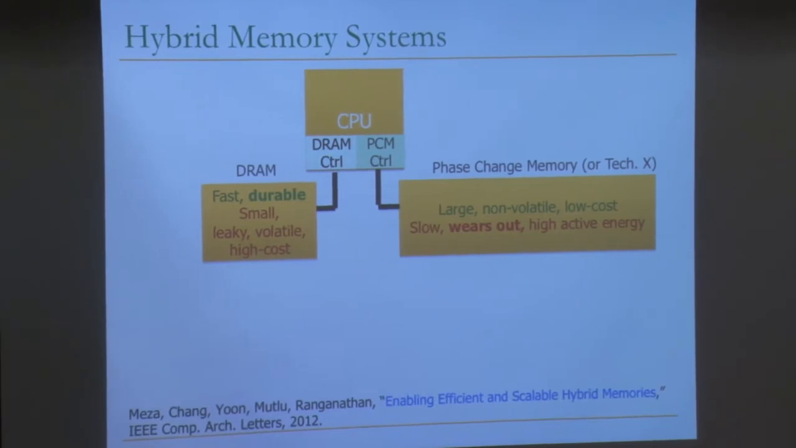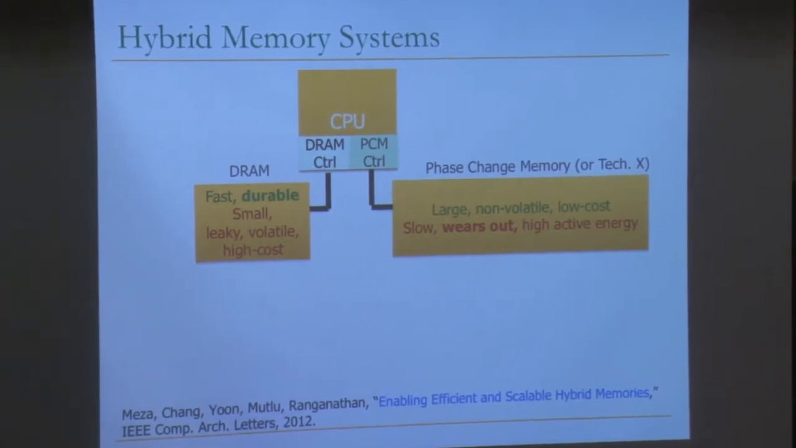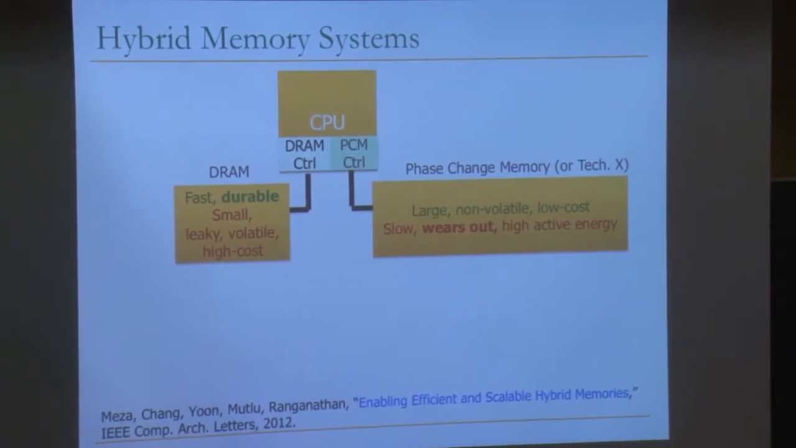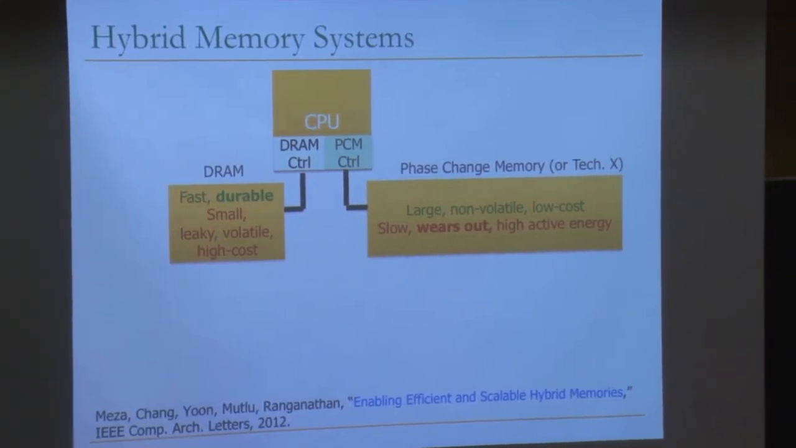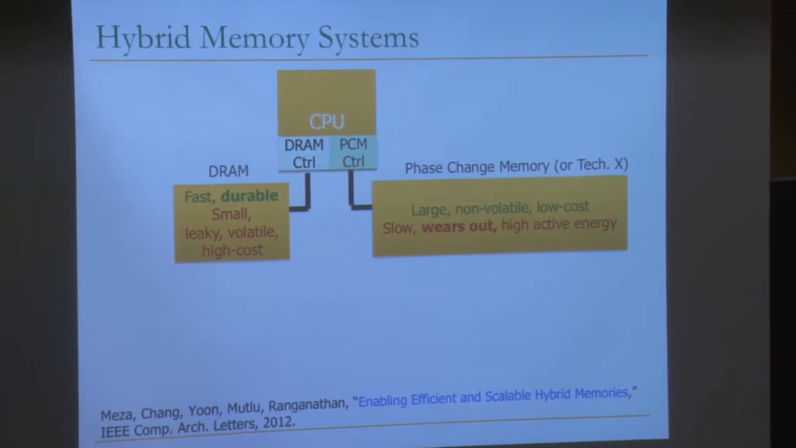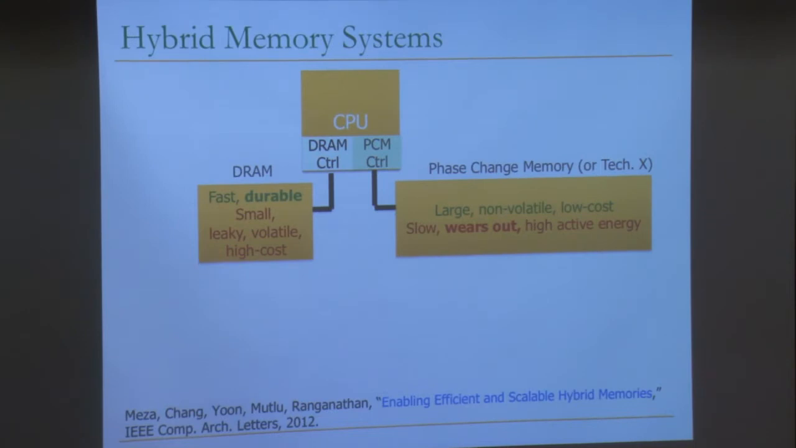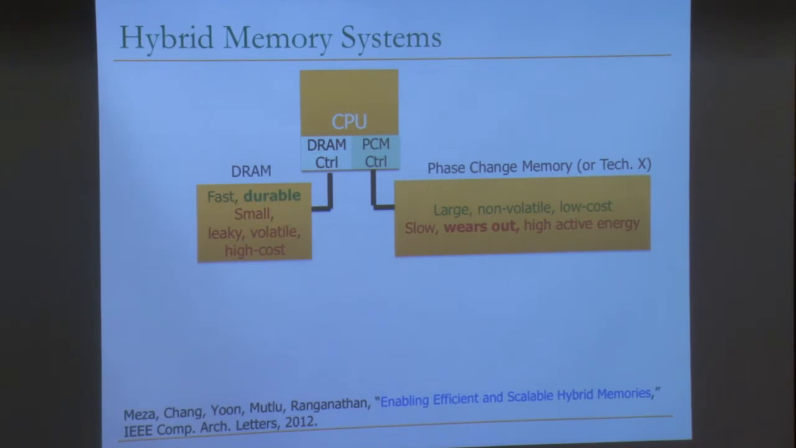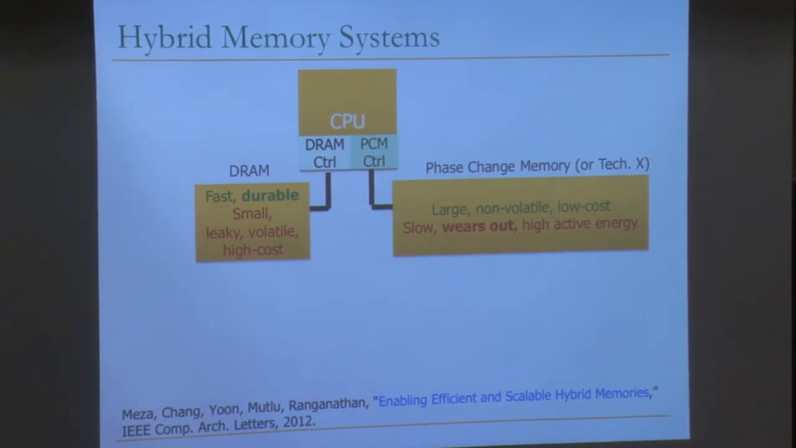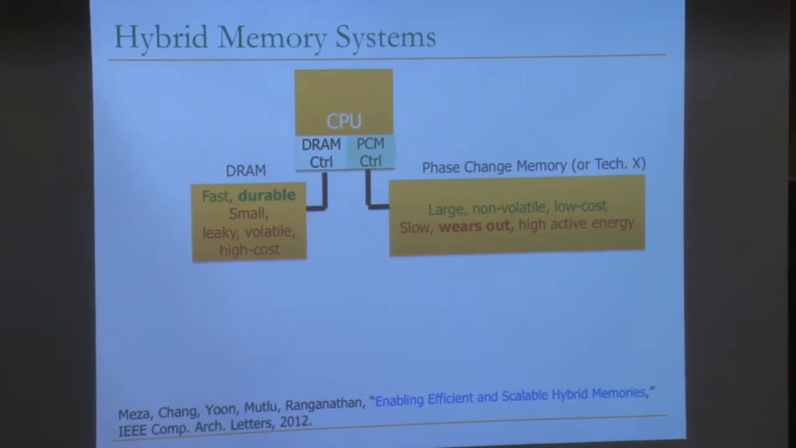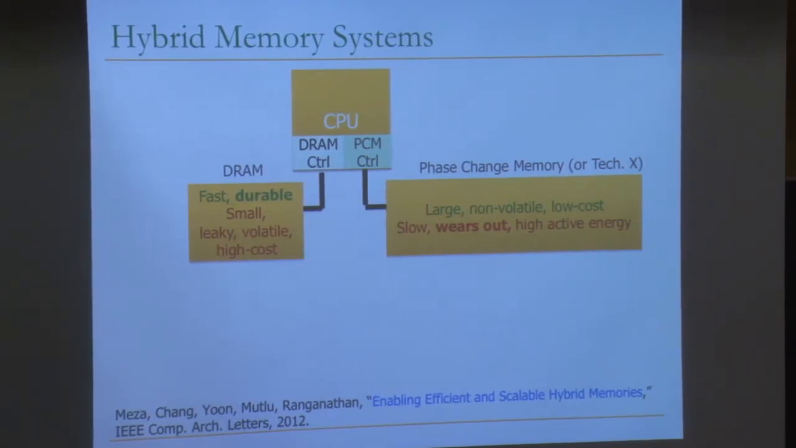And DRAM is fast. And it's durable in terms of cell lifetime, not in terms of data storage. But it's small in terms of capacity. It's leaky in terms of charge. It's volatile. And it's high cost per bit. In addition, this other memory controller interfaces with phase change memory, or pick your favorite non-volatile memory. And it's really large, non-volatile, low cost, but it's slow, wears out, and has high active energy.